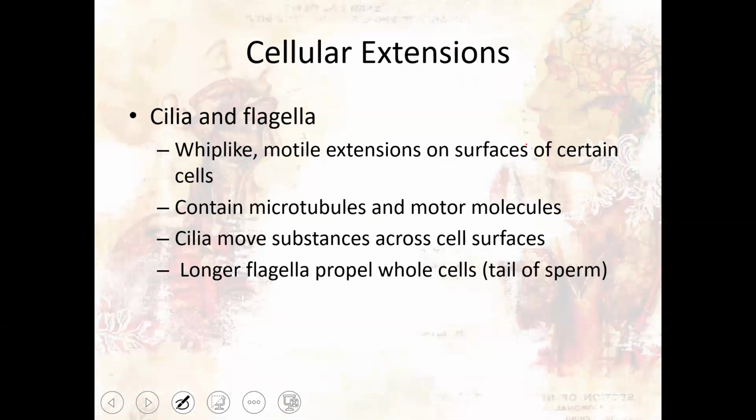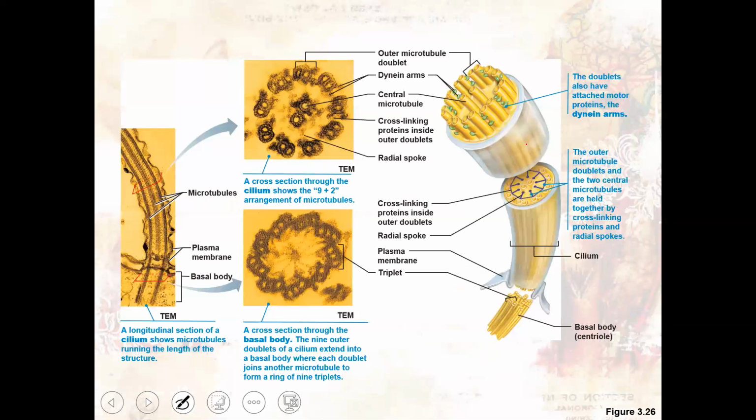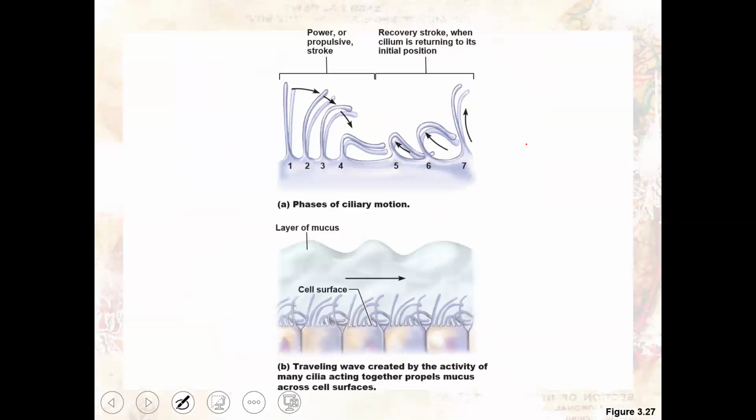There are extensions of some cells. We have cilia, we have flagella. These move, so they're microtubules and motor molecules. Cilia will move something across the top or the surface of a cell. There's only one cell in the body that has a flagellum. That's the sperm cell, and it moves the cell around. Here's the organization of either the cilia or the flagella and the arrangement of those microtubules. Here you see the movement of cilia moving mucus, usually along the surface of the cells.